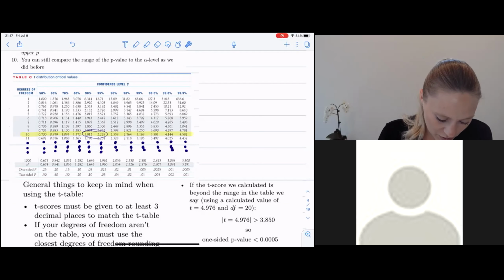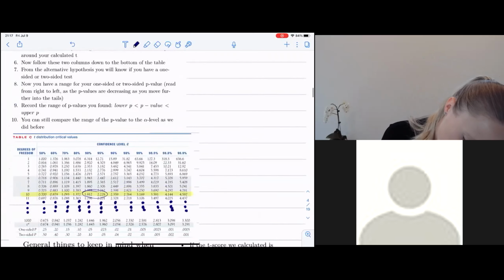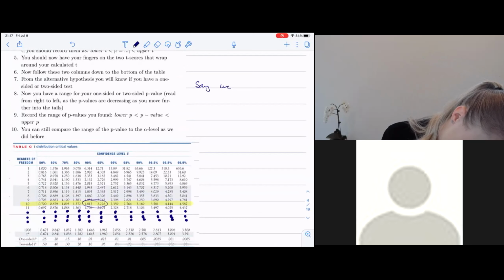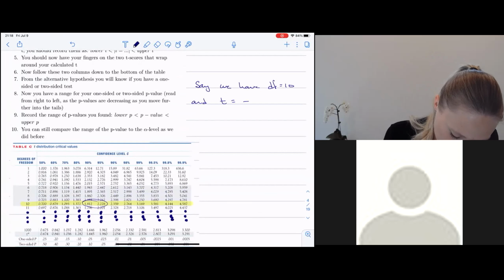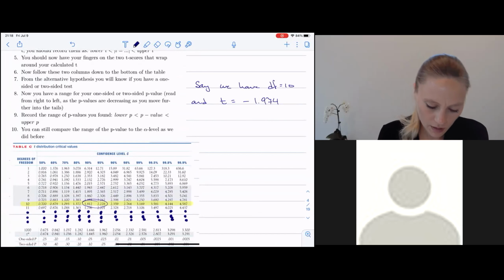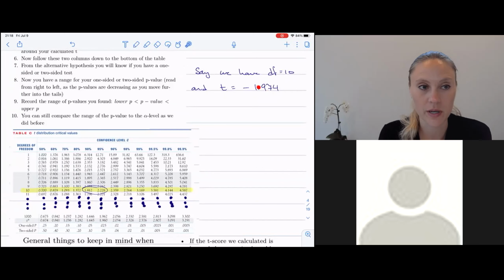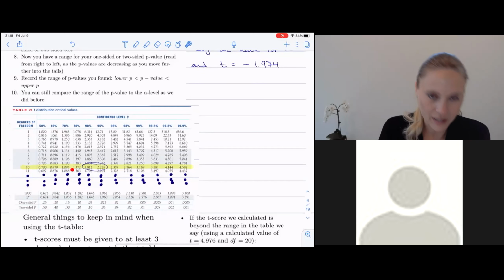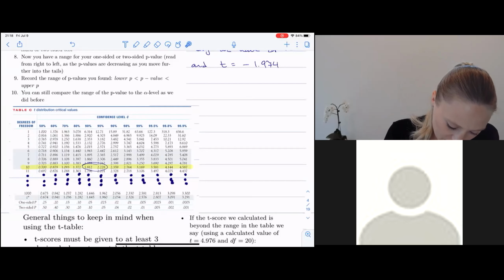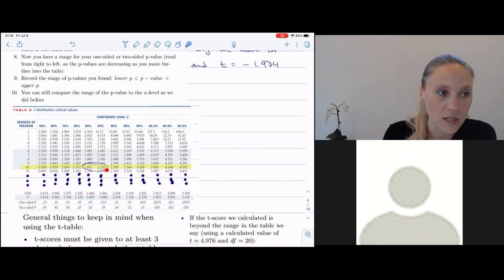So let's just pretend we have degrees of freedom equal to 10, and our t that we calculated was, just for the practice, negative 1.974. Just making up numbers here. So then what we do is we take just the positive version, 1.974, and then what we found was that if we go along here, right, and t's are increasing as we move out further into the tails, we found that the calculated t was between 1.812 and 2.228. I'm just pretending here just to show you what this would look like.